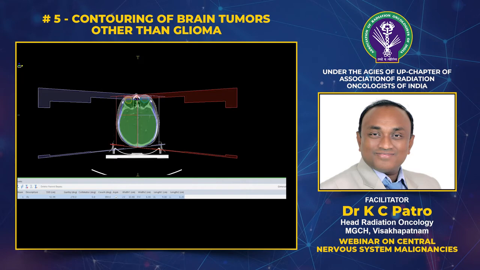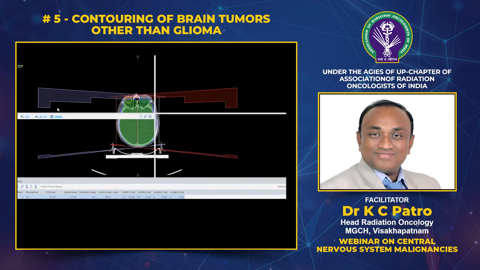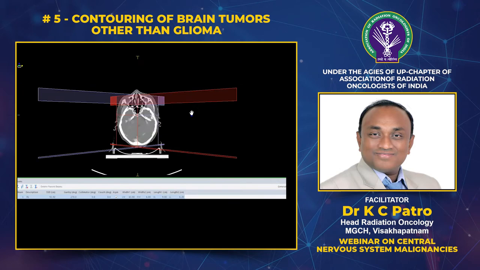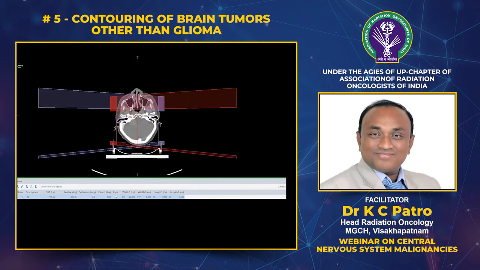But if you are planning for PCI or CSI, remember you have to contour the ethmoid plate, the cribriform plate and ethmoid plate. It should not be blocked. And apart from that, you have to contour the foramen lacerum, foramen ovale, foramen spinosum, and the external auditory canal, left and right. So you have to do all these contours.